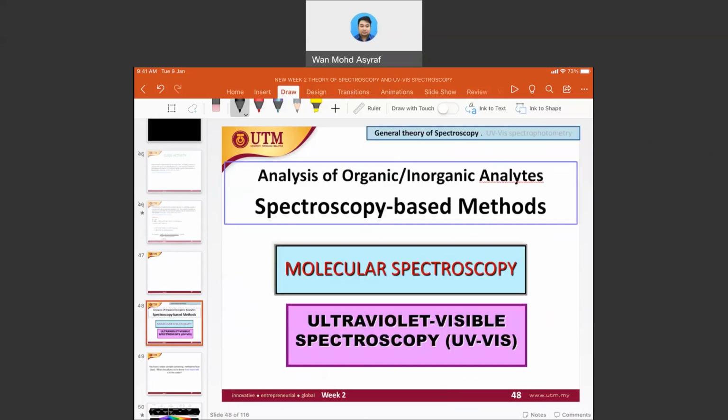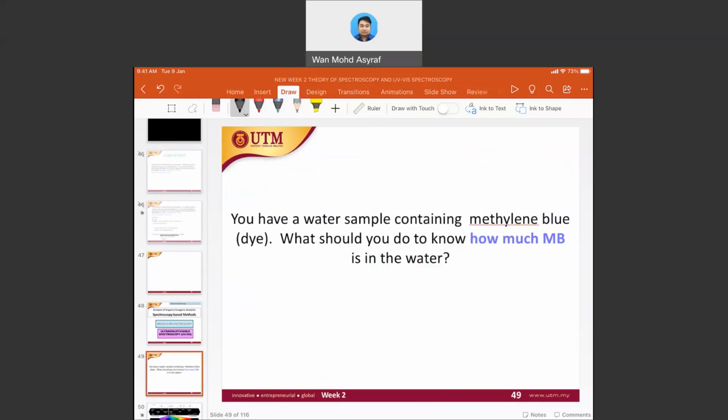So this is the first instrument that we are going to learn, molecular spectroscopy, or ultraviolet visible spectroscopy. This is the idea of what we are going to learn inside this chapter. You have a water sample containing methylene blue, which is a dye. So how would you know how much methylene blue is in the water? You have a sample containing methylene blue, and now you want to analyze it. You want to know how much it is.